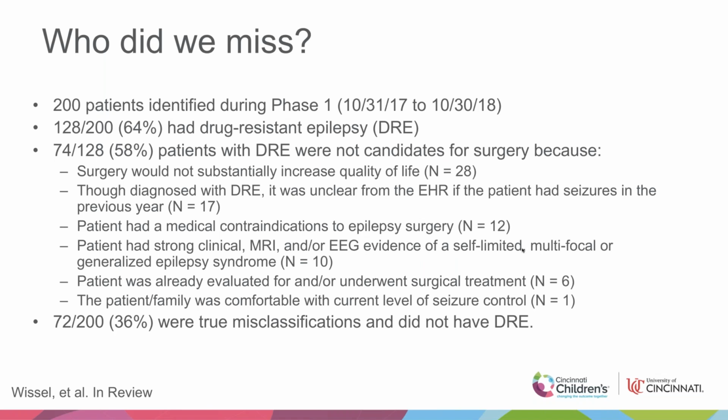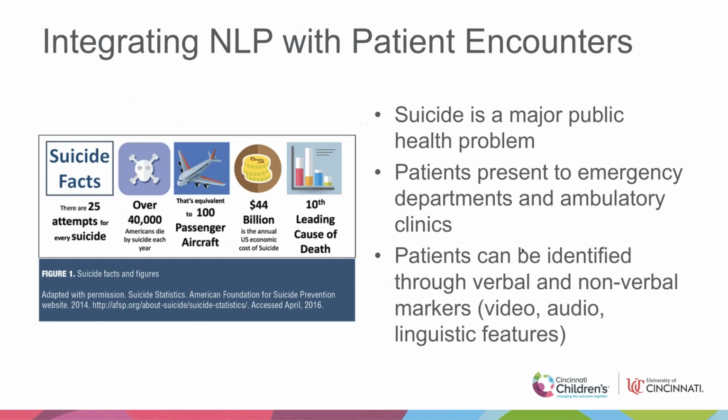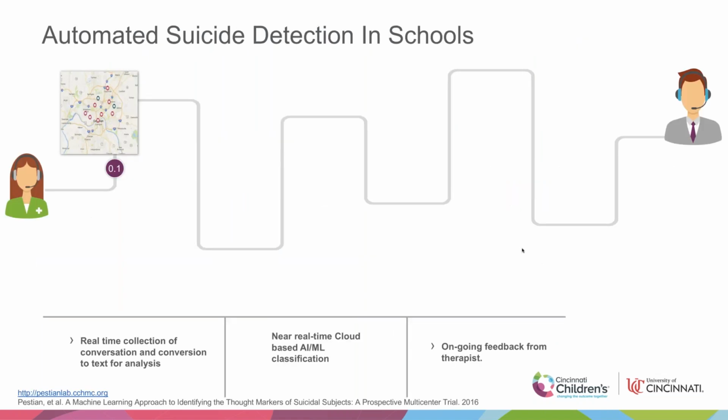And so decision support is great and it's very important. But what about things that are more directly patient-facing? Like how do we include the patients in their own care? And so here's a brief background on suicide, which is a major public health problem. Patients with a suicide attempt have frequently presented to the emergency department or an ambulatory clinic up to 2 weeks prior to their attempt. And these patients can be identified through verbal and nonverbal markers, including video, audio, and linguistic features. What I have here on this slide to show you is an application built by Dr.